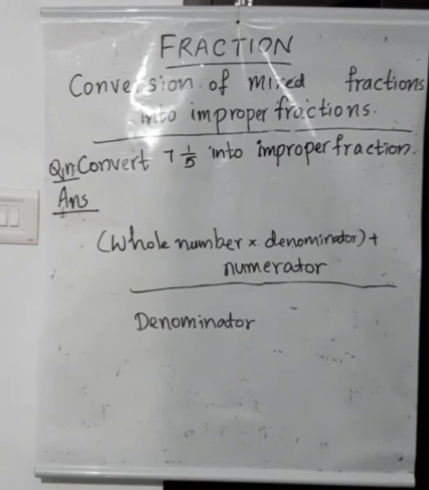Multiply the whole number by the denominator of the proper fraction, then add the numerator to that.